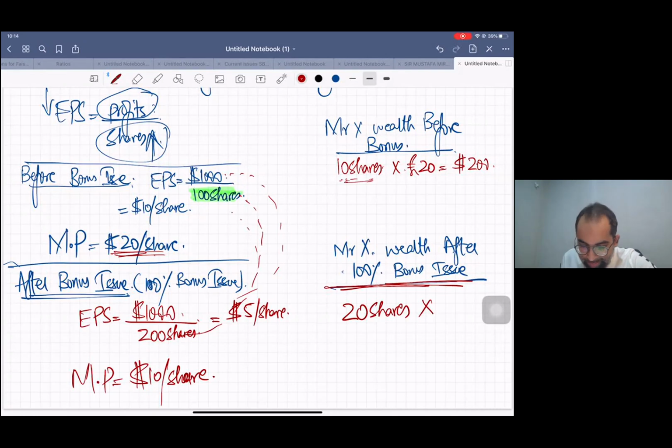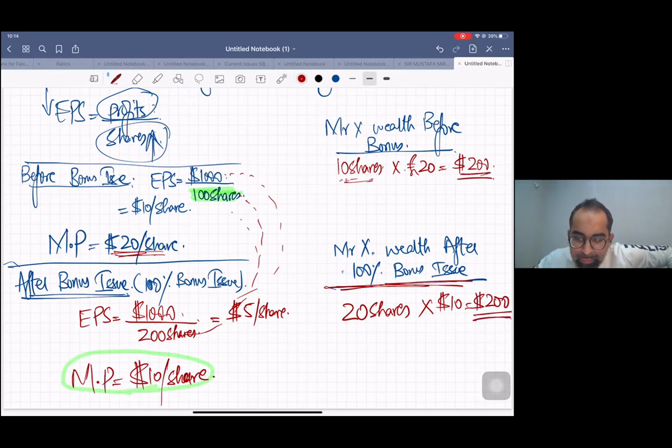But what's the share price now? What's the market price? Market price is now $10 per share. So can you calculate the wealth, 20 into 10? Again, $200.